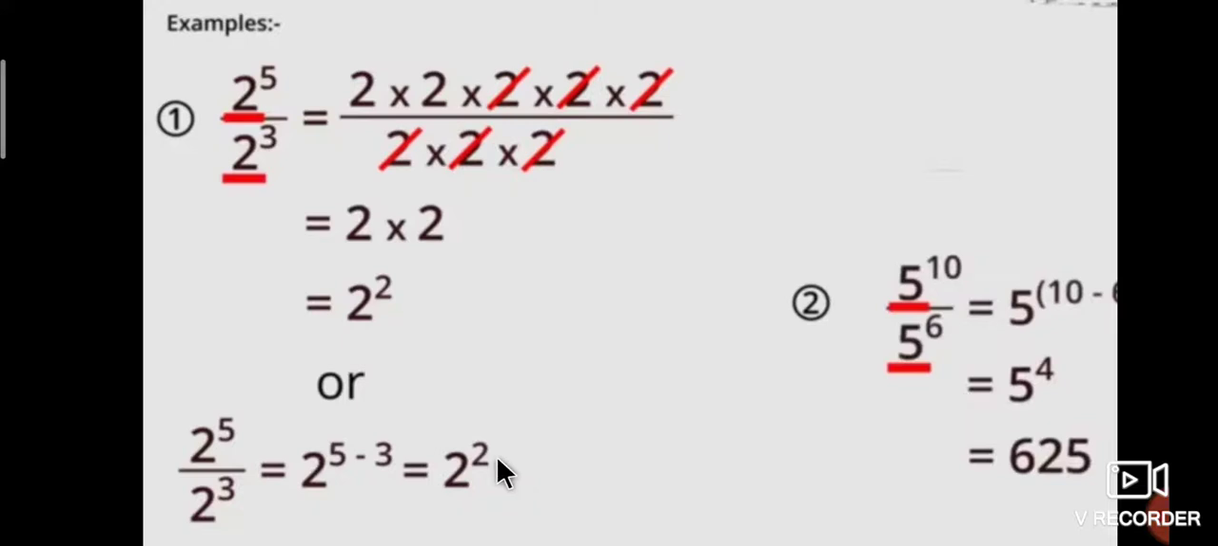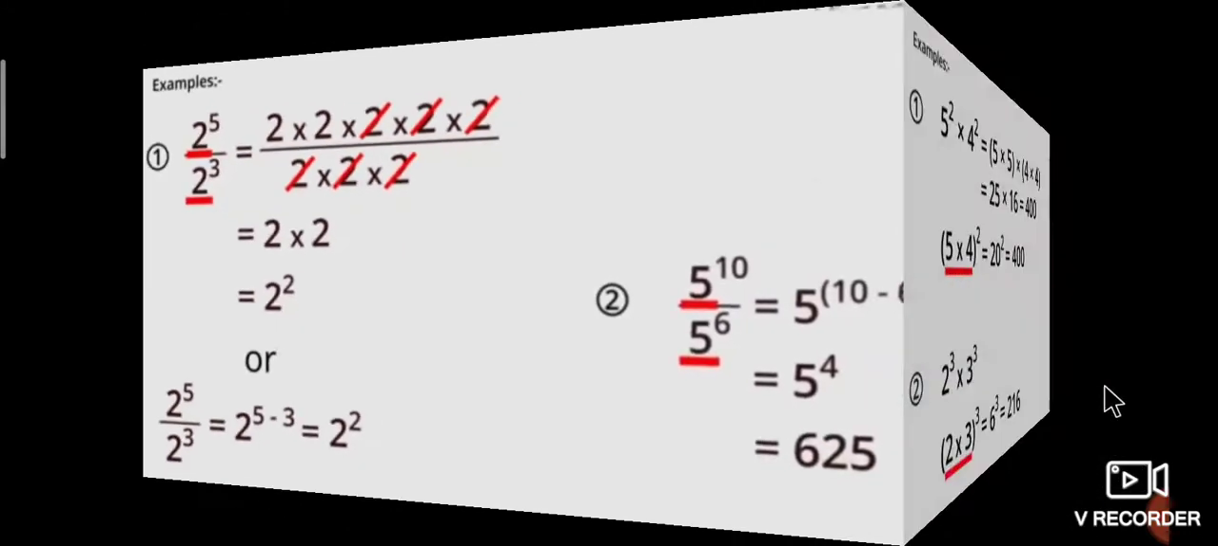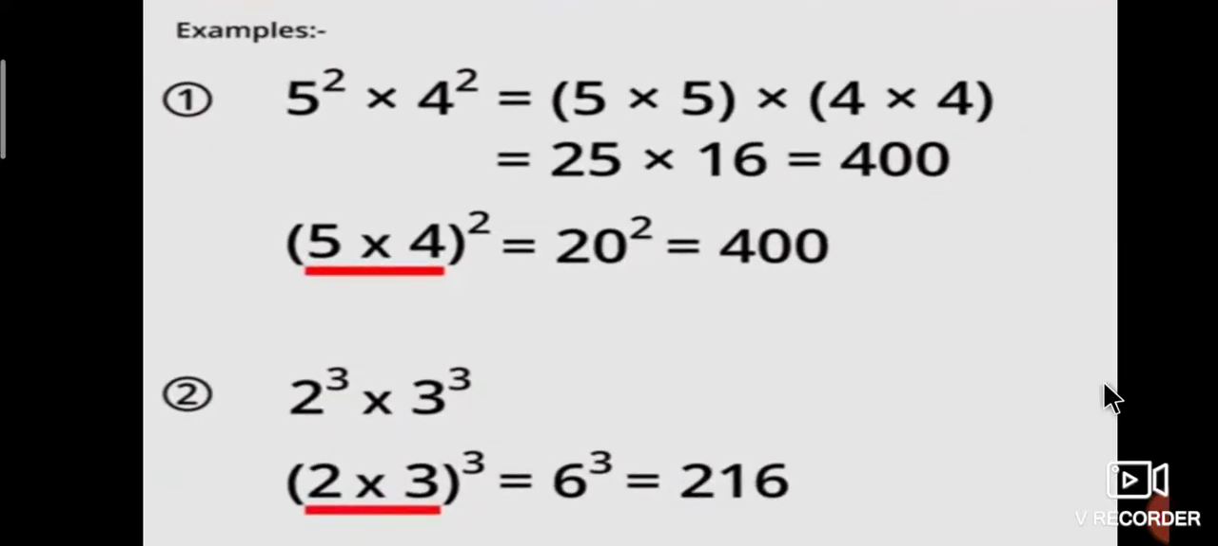Next, second example: 5 to the power of 10 divided by 5 to the power of 6. According to the formula, a to the power of m divided by a to the power of n is equal to a to the power of m minus n, that is equal to 5 to the power of 10 minus 6, that is 5 to the power of 4, which is 625.